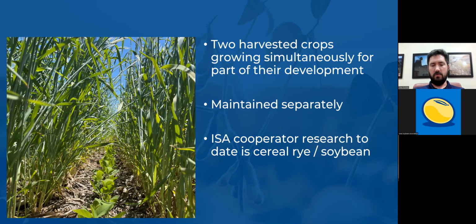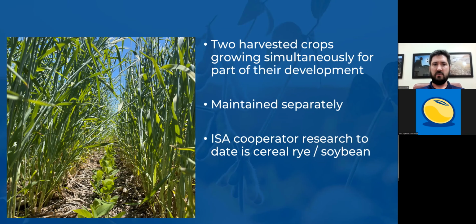There's an image here on the left that shows two crops growing simultaneously for part of their development. When they talk about them being maintained separately, they're being planted in separate discrete events, and they're also going to be harvested in separate events. This is going to focus primarily on the use of cereal rye and soybeans, because that is where the ISA cooperator research has been done to date.